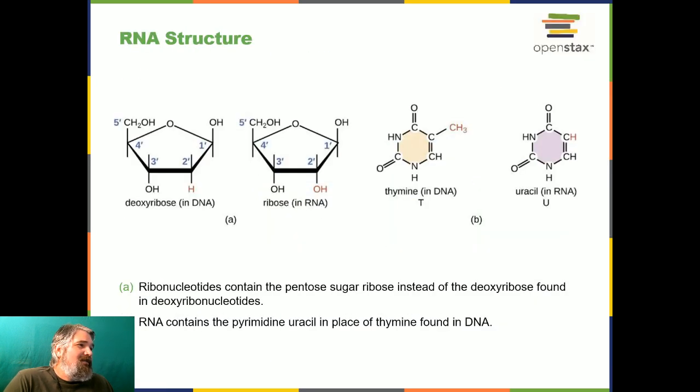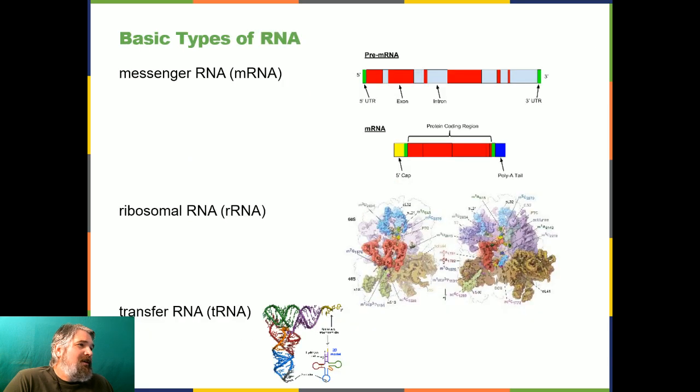Okay, basic types of RNAs. In this chapter, we're only talking about 3 types of RNA, but there's easily 20 or 30 or something. There's a huge list of different kinds of RNAs. With respect to protein synthesis, there's 5 or 6 at least, but we're only talking about these first 3.